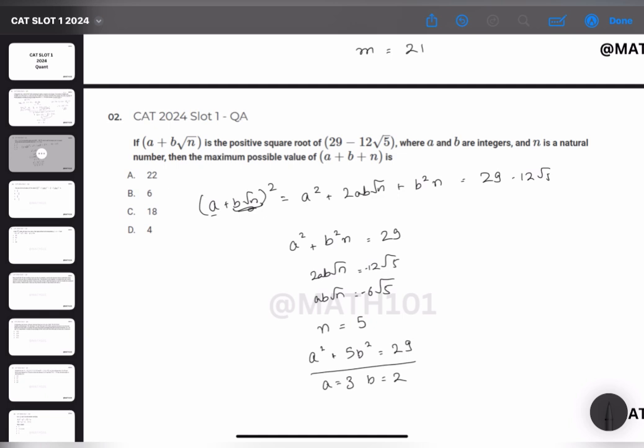b equals minus 2. So 3 minus 2 root 5. Sorry, a would be minus 3 and b equals 2, because the root is positive. So 2 root 5 minus 3 is the root which we need.